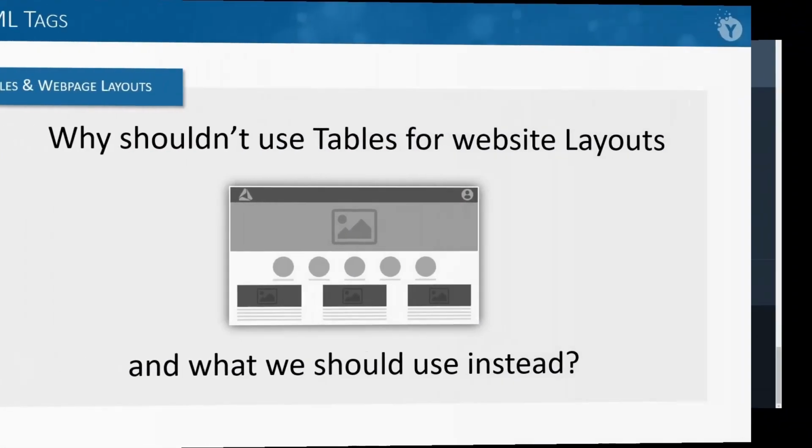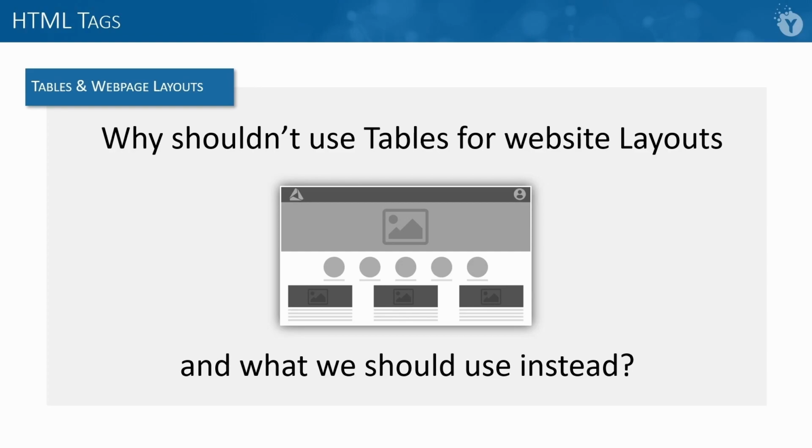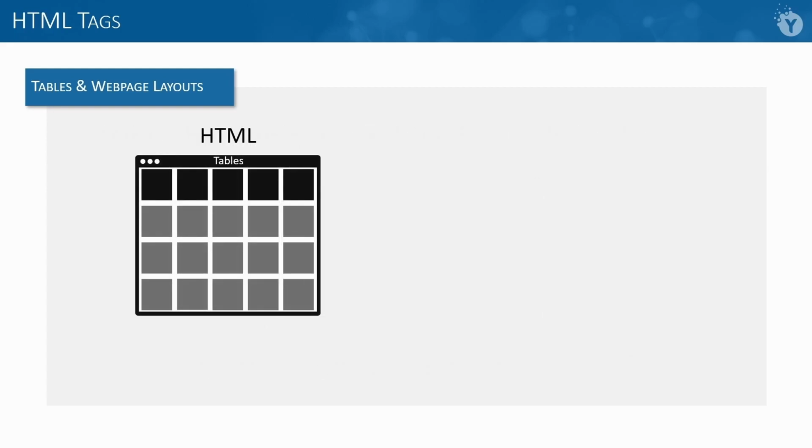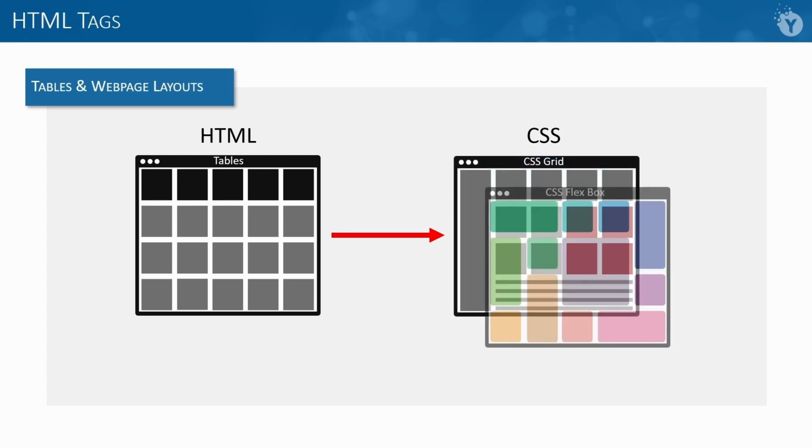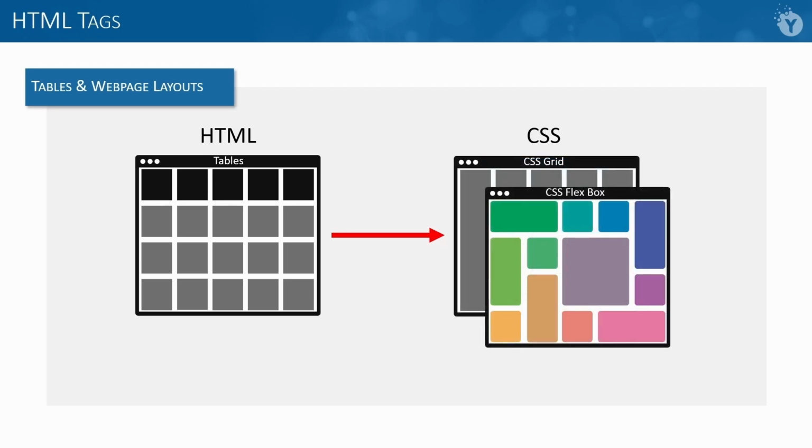So we've now looked at what HTML tables are used for, both now and in the past. However, I mentioned earlier that we shouldn't use them for page layouts when building a new website, so let me explain why. In the past, HTML tables were the only method available to create structure. But as things evolved, CSS was introduced, and with it came new methods for creating page layouts. Methods such as CSS Grid and CSS Flex, among others.